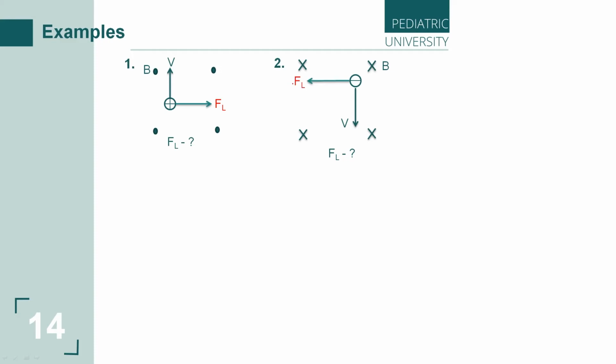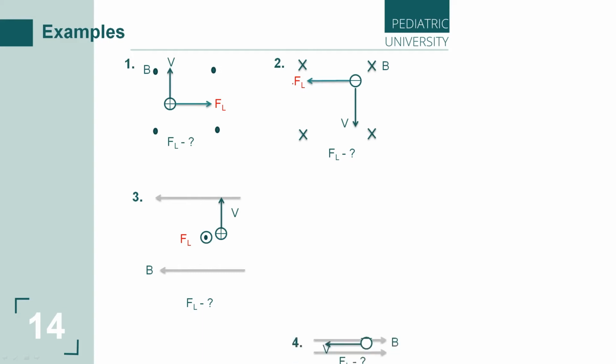Consider example number 3. It's known that we have a positive charge. We must remember that for a positive charge, the direction of four fingers is the same as the speed of the charge. So, the positive charge moves upward, while the magnetic field lines are directed to the left. Then, according to the left-hand rule, the Lorentz force will be directed towards us.